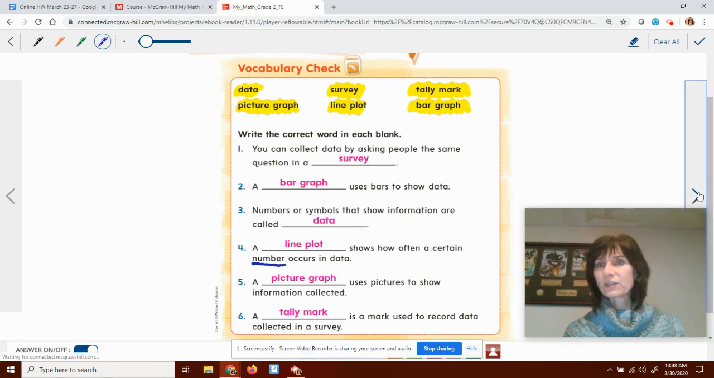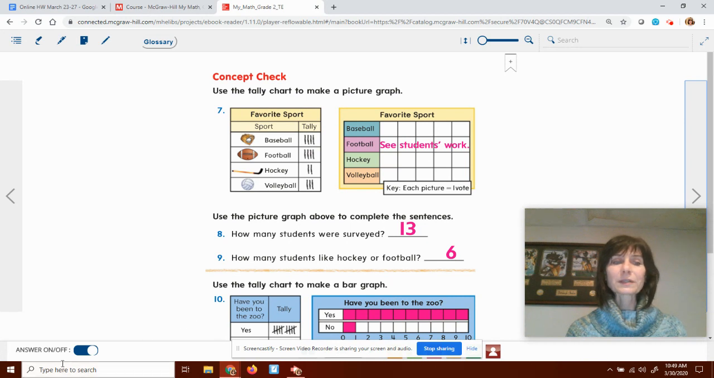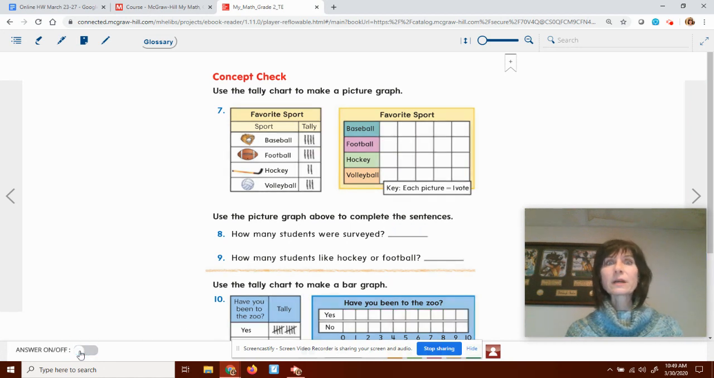Let's turn to the next page. On the next page, eek, don't look at the answers. I hope all of you had your eyes closed. On the next page, we have our concept check. So on the concept check part, it says use the tally chart to make a picture graph. Here's my tally charts using my tallies.